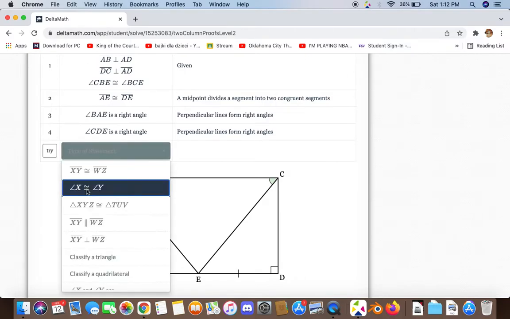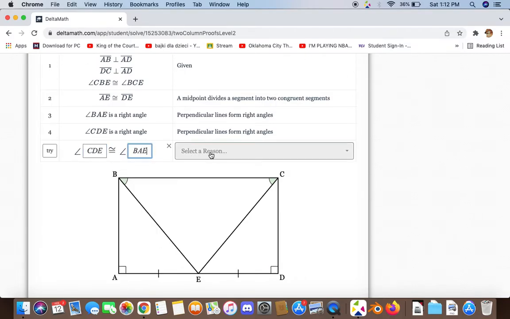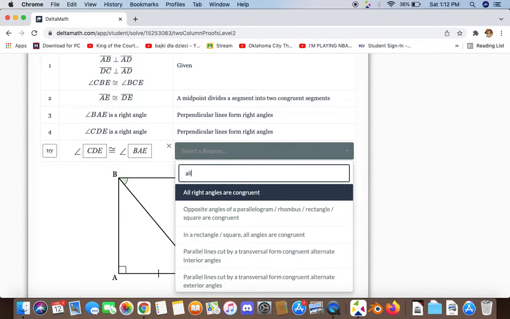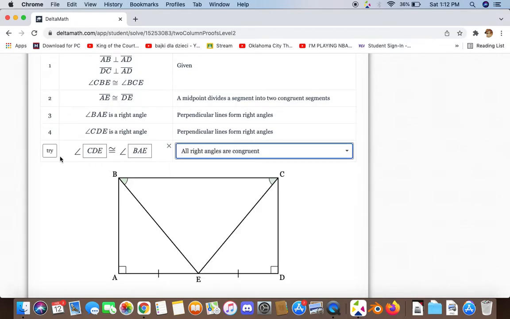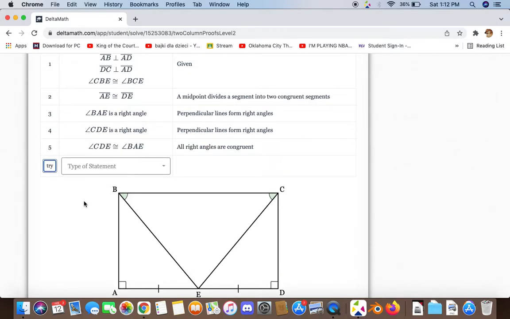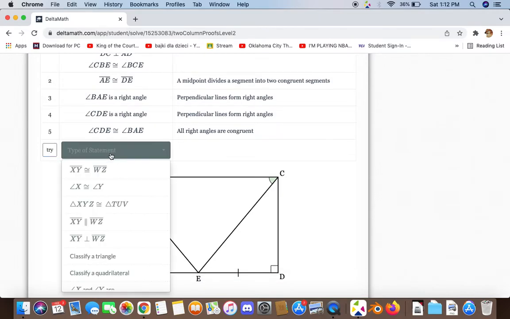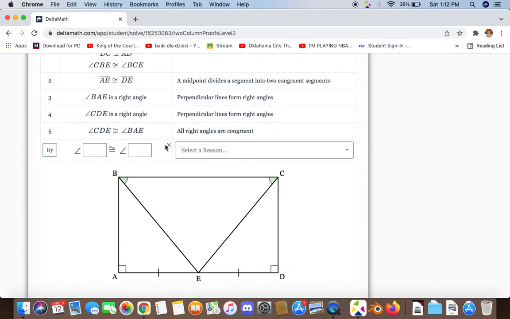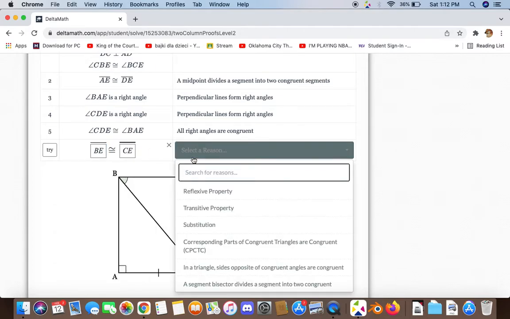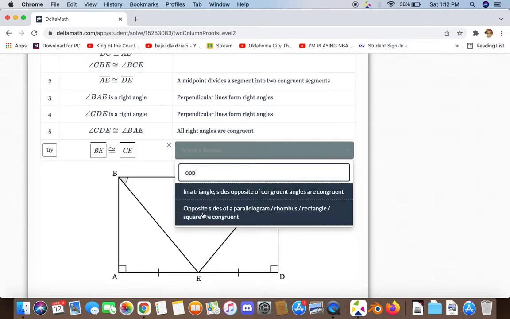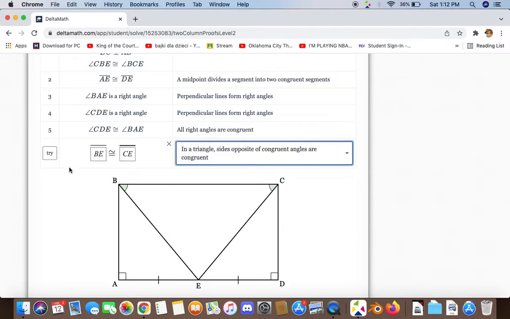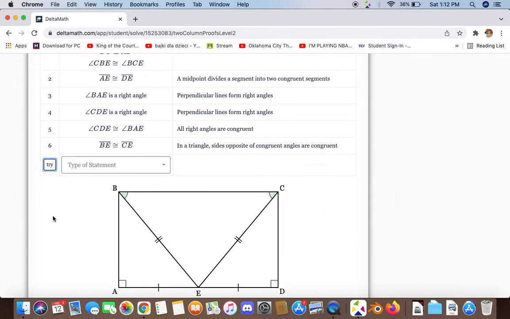We can also say that CDE and BAE are congruent to each other, and the reason for that is all right angles are congruent. We can also say that BE and CE are congruent to each other, and the reason for that is in a triangle, sides opposite of congruent sides are congruent.